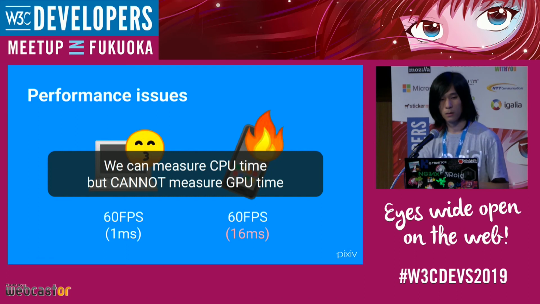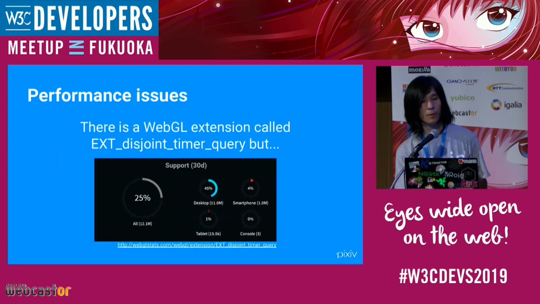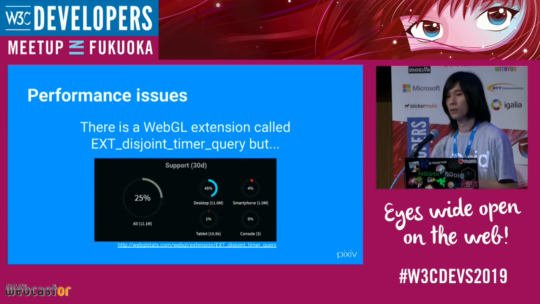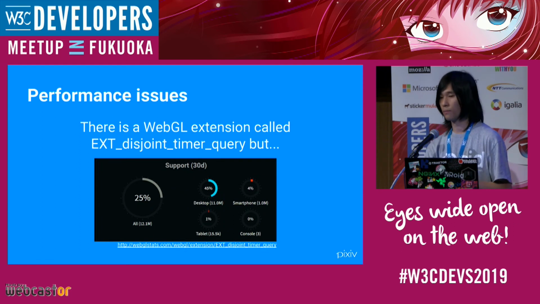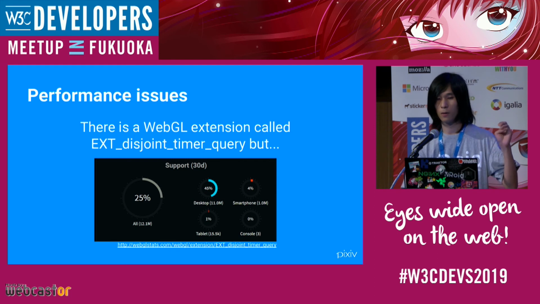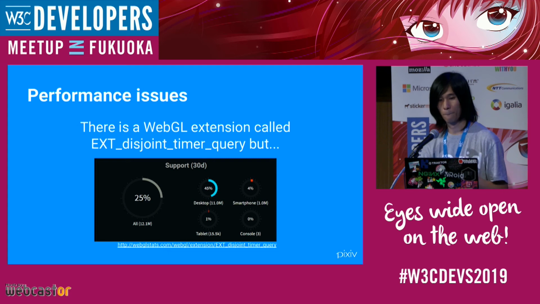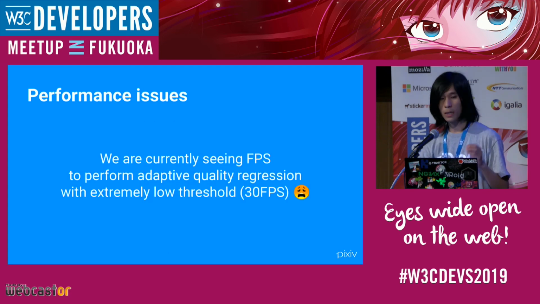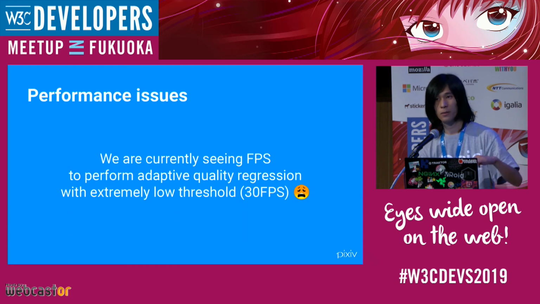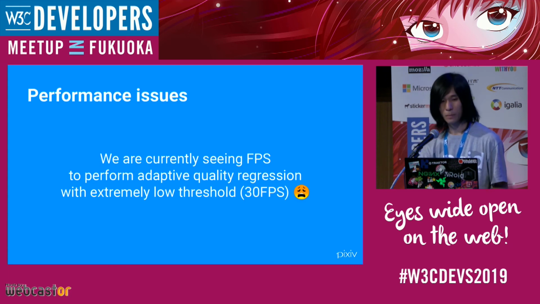So we wanted to measure the actual processing time, but we cannot see the GPU time. There's a WebGL extension that can measure the GPU time, but it's still not well supported, especially on mobile devices. So we are currently falling back to looking at FPS on the end device with a very low threshold.